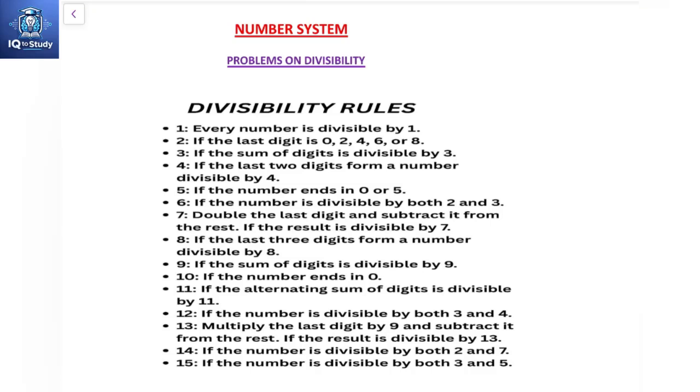Hello aspirants, I am going to solve and explain number system problems on divisibility from previous year papers, very useful for exams. Let's discuss the divisibility rules before starting the problems.